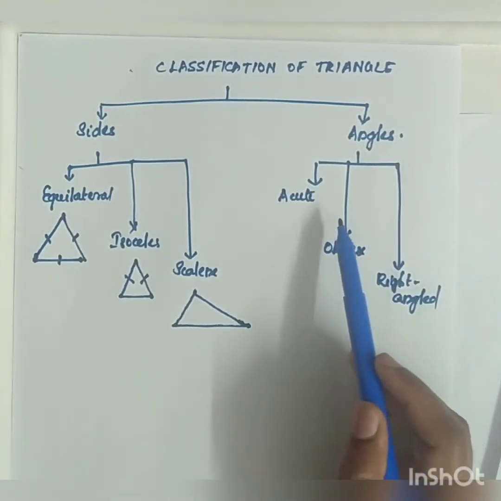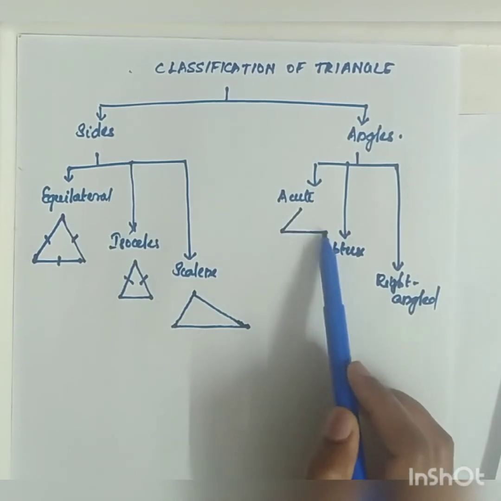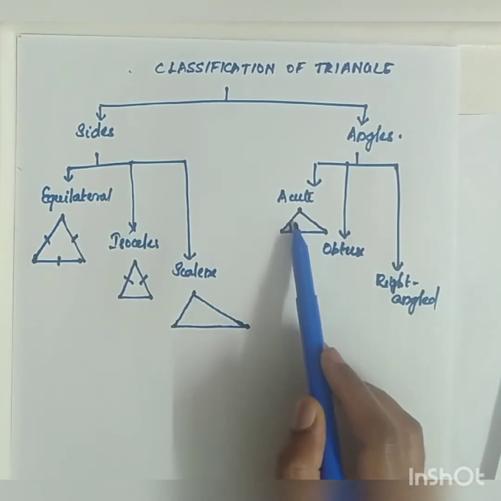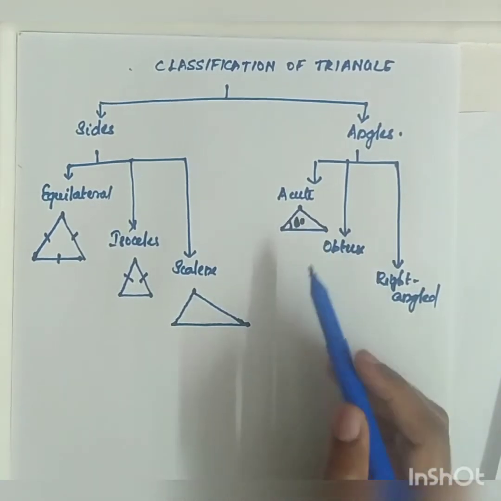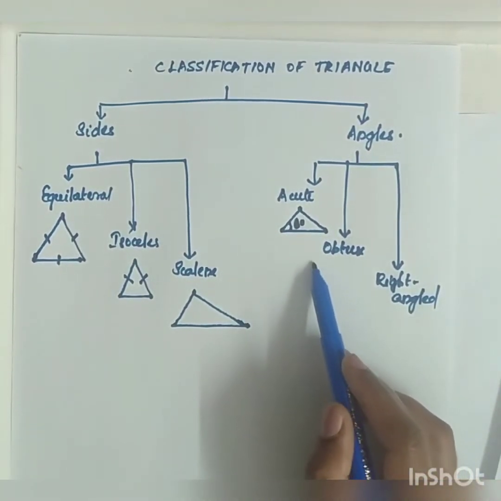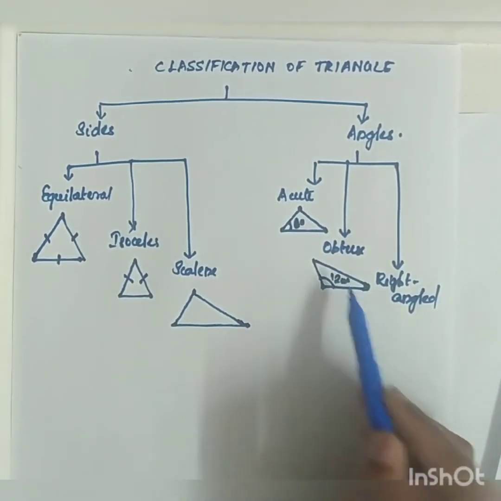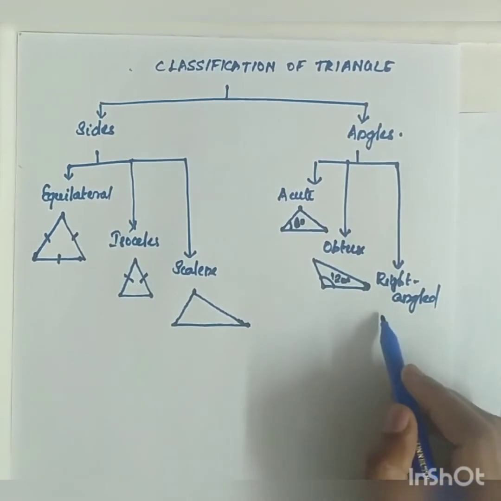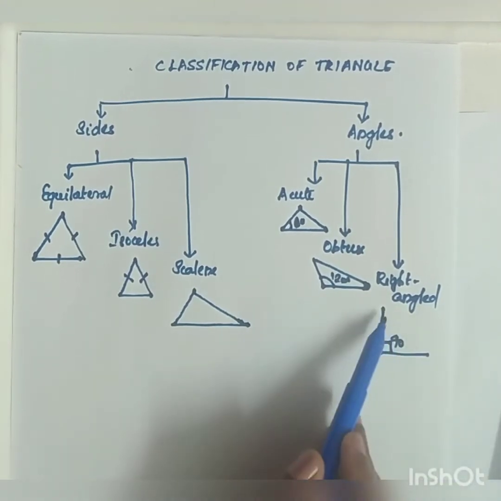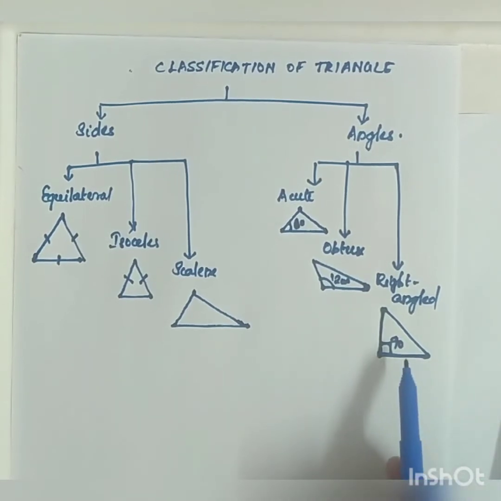Based on the angles, the first type is the acute angle triangle. If the angle is less than 90 degrees, say 60 degrees, then it is an acute angle. The second one is the obtuse angle, which is greater than 90 degrees. Say if it is 120 degrees, then it is an obtuse angle. And the last one is the right angle triangle, which has an angle of 90 degrees, a perpendicular angle.